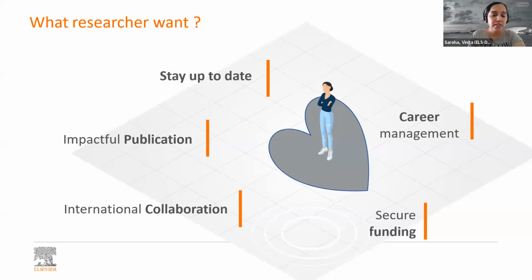Staying up to date, that's the major challenge everyone faces nowadays. The reason is that research is growing like anything. There are more than 7,000 publishers. There is so much data coming up, and so many articles coming up. That's why staying up to date in your subject domain is very important.